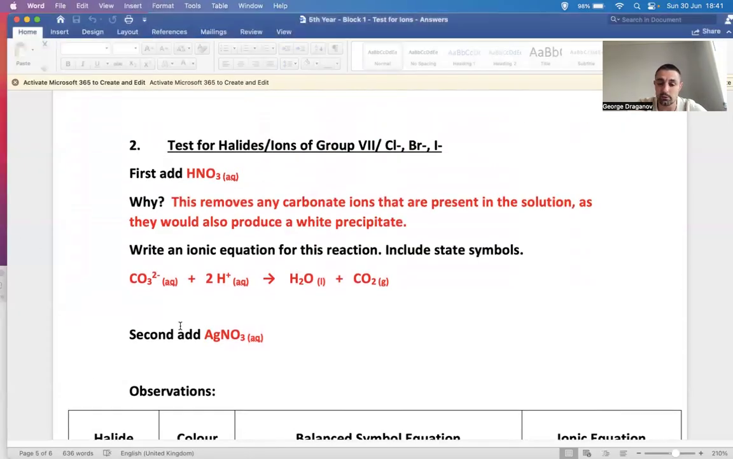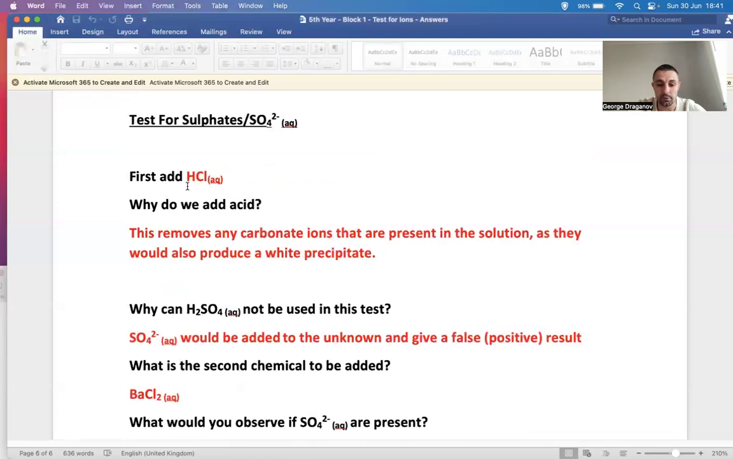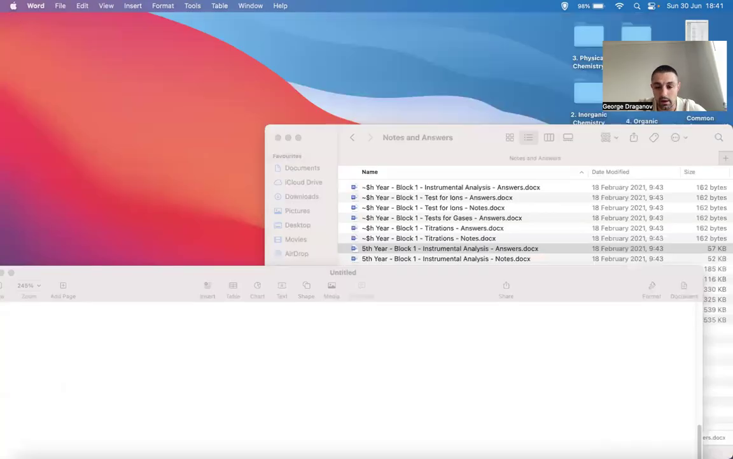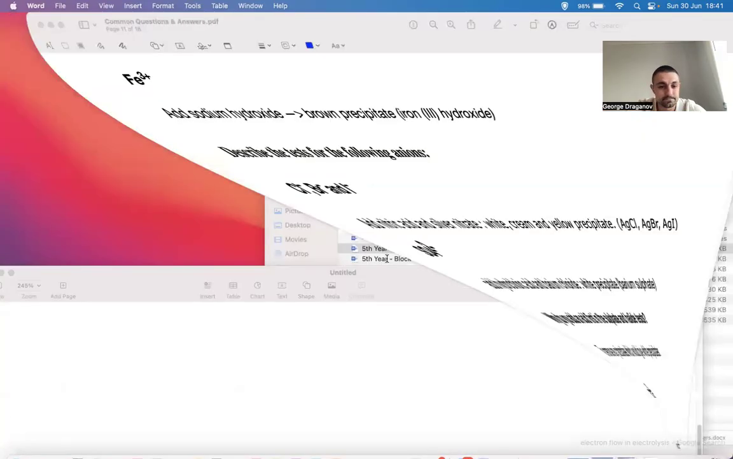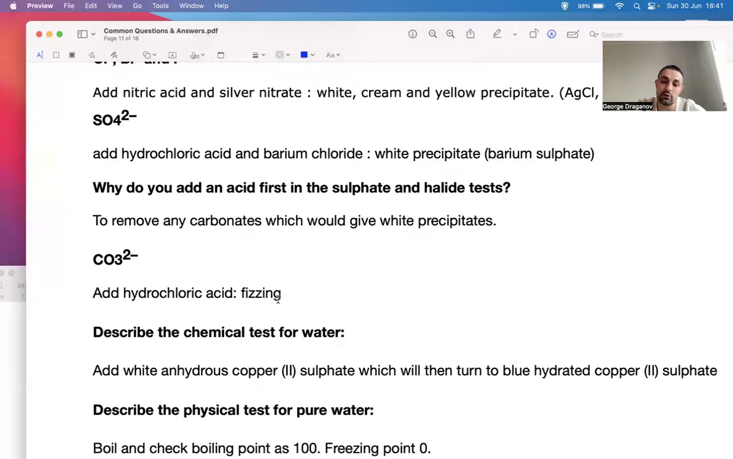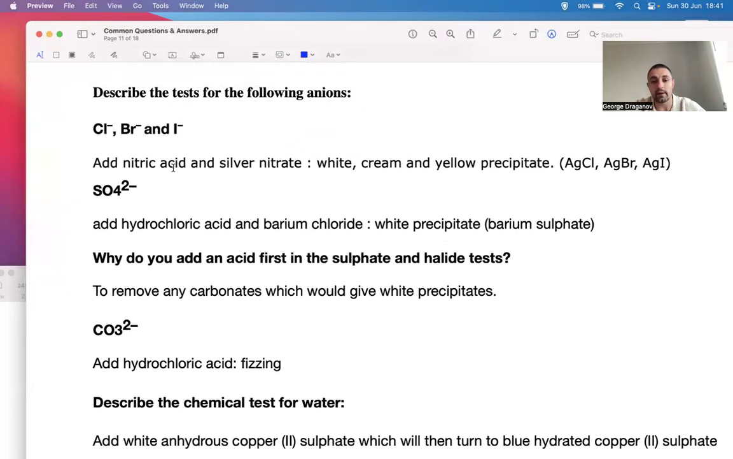Okay, it's 2 steps for this one and 2 steps for this one, this and this. So in a nice summary fashion, I have it for you here in the common questions and answers. So to summarize, the carbonate test, add hydrochloric acid, observe fizzing. If you want, you can bubble it through lime water. The sulfate test, add hydrochloric acid and barium chloride, and you get a white precipitate, which is BaSO4. And the halide test, add nitric acid and silver nitrate, making sure there's no fizzing, and observe either a white, cream, or yellow, depending on chloride, bromide, iodide.